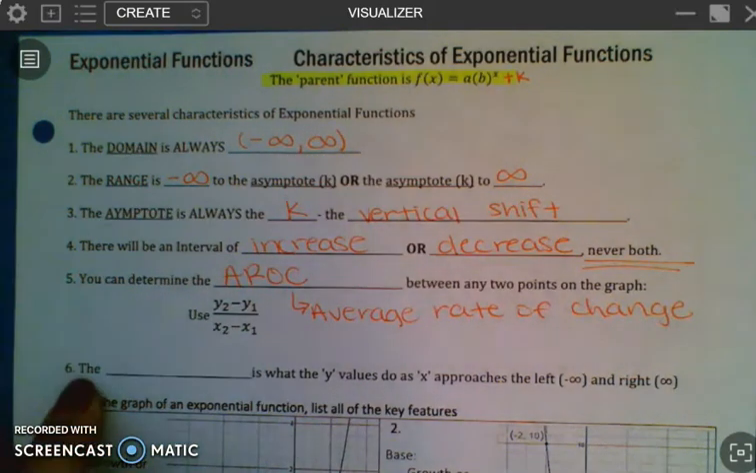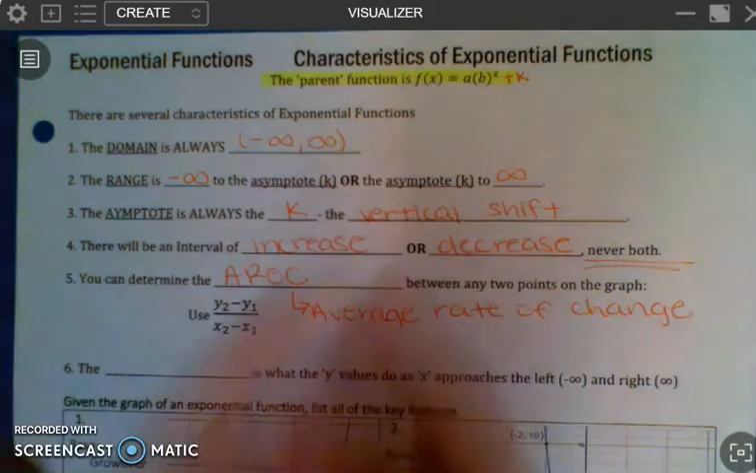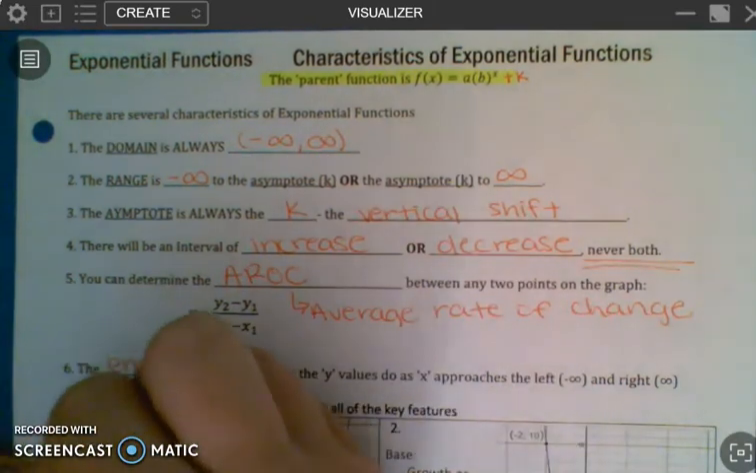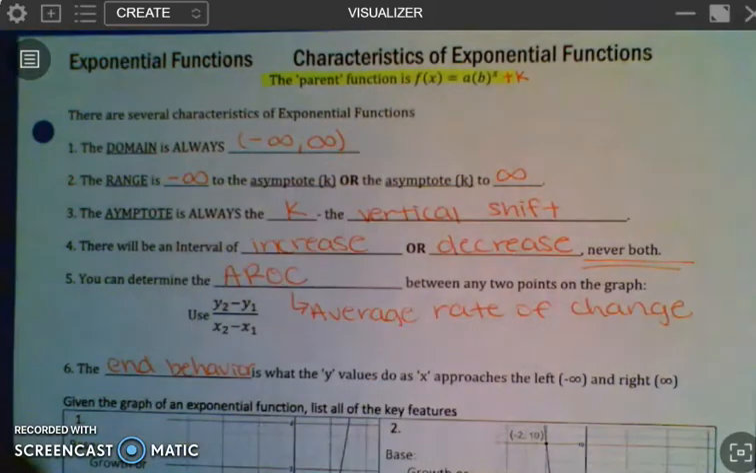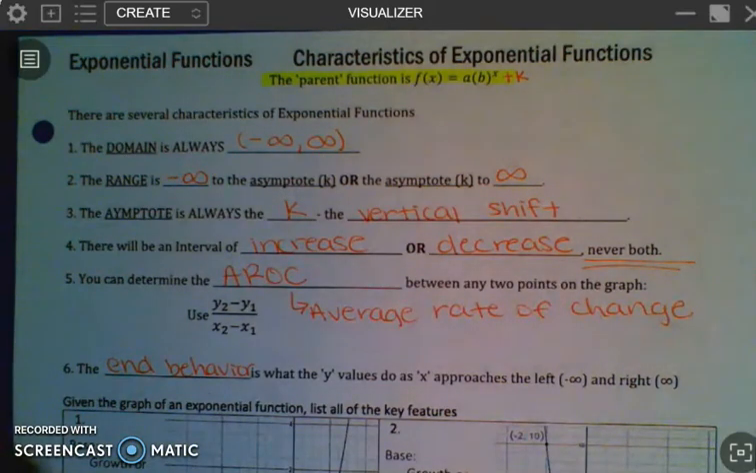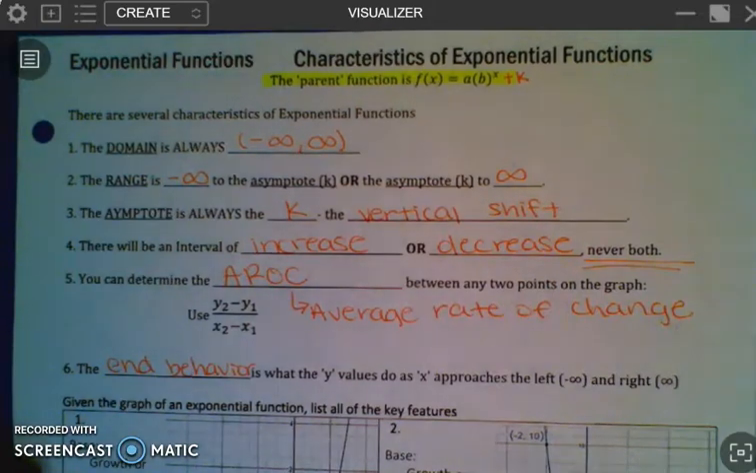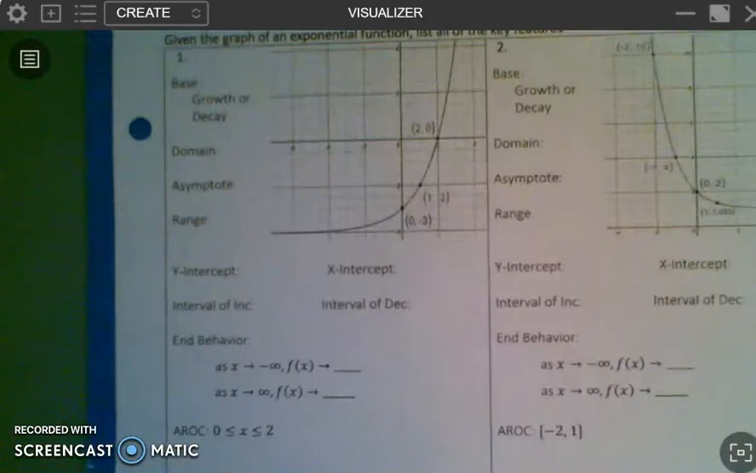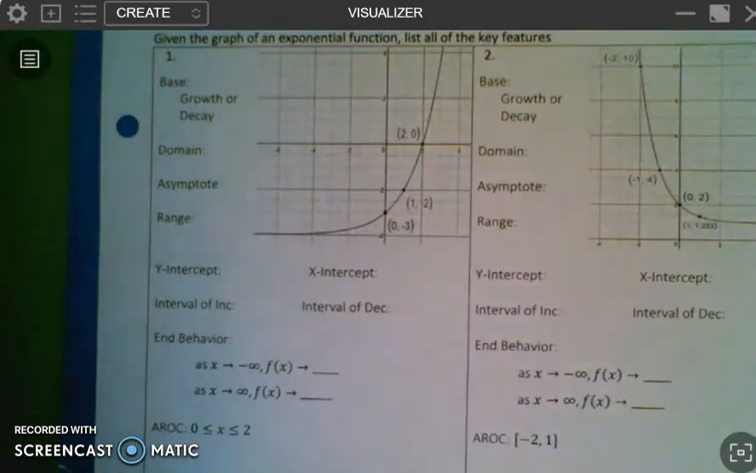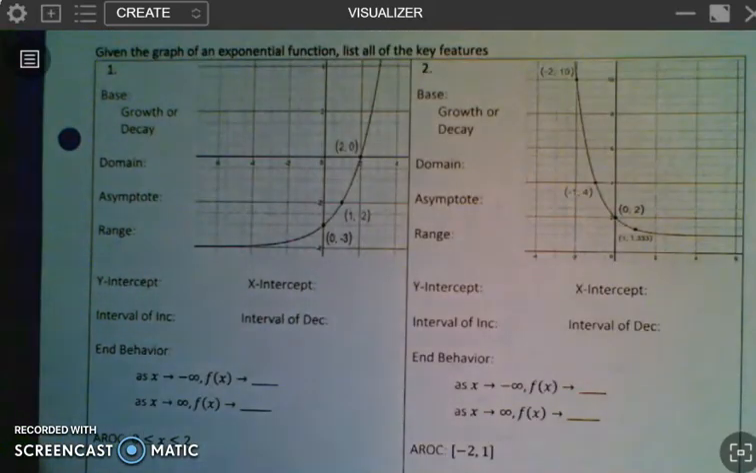And finally, number 6 is the end behavior. The end behavior is what the y values do as x approaches the left and as x approaches the right. So that's looking at your arrows. Let's go ahead and look at an example. Okay, so let's look at number 1. It says, given the graph of an exponential function, list all the key features.